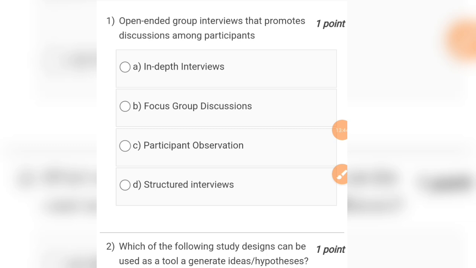Now solve question number 1. Question number 1 is open-ended group interviews that promote discussions among participants. Four options: in-depth interviews, focus group discussions, participant observation, structured interviews. So the answer for this question will be focus group discussions, that is option B.